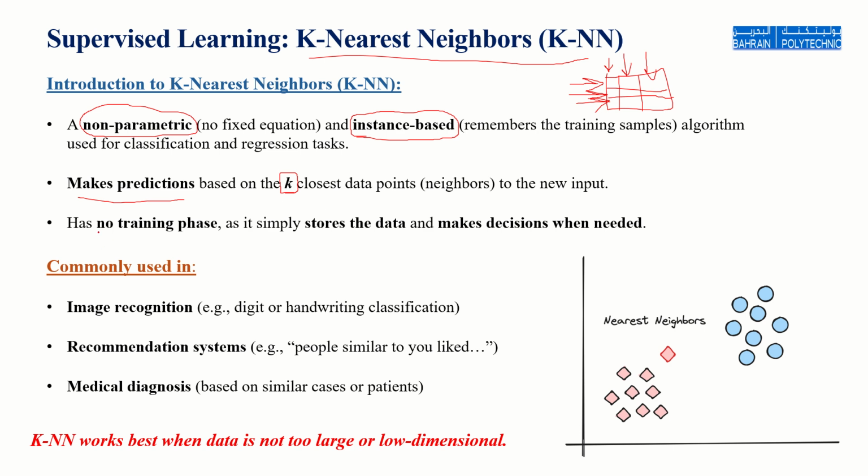So it has no training phase. This is one particular supervised learning algorithm which does not have a specific training phase, and the entire data is taken as the training itself. It reads the entire data, remembers it, keeps it over there and makes decisions whenever needed. It just goes around, sees what the data is, and makes the decision. So it simply stores the data and makes decisions when needed.